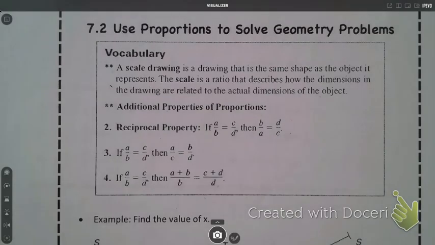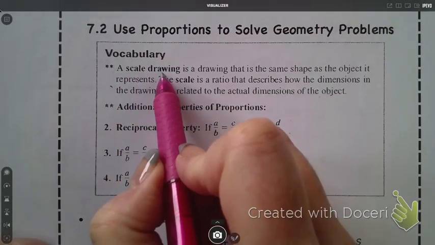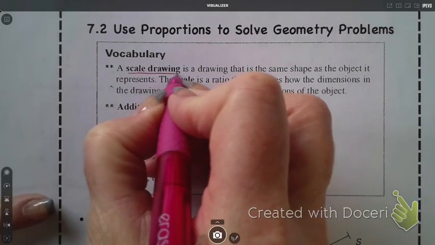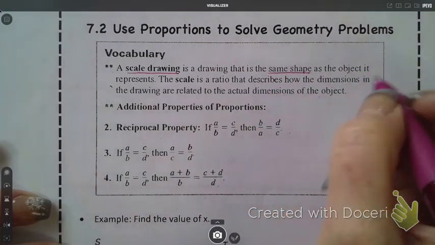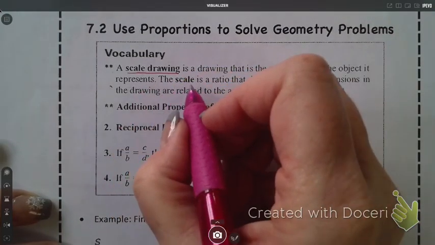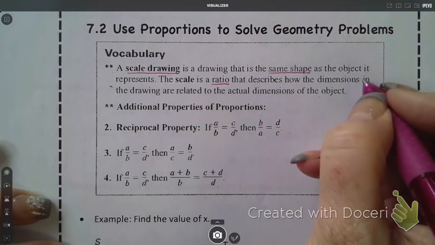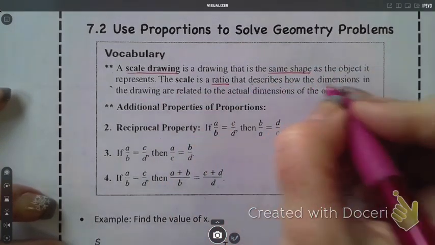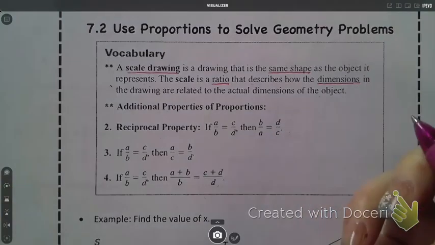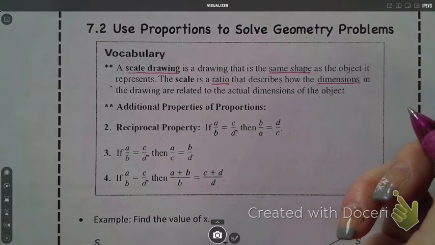7.2, using proportions to solve geometric problems. Pretty vague. It's only one page. Yep, just one page. So a scale drawing is a drawing that is the same shape as the object that it represents. The scale is the ratio that describes how the dimensions in the drawings are related. Okay, so the ratio of the dimensions. So does that fit in with they're the same shape but different sizes? Yeah. Okay.